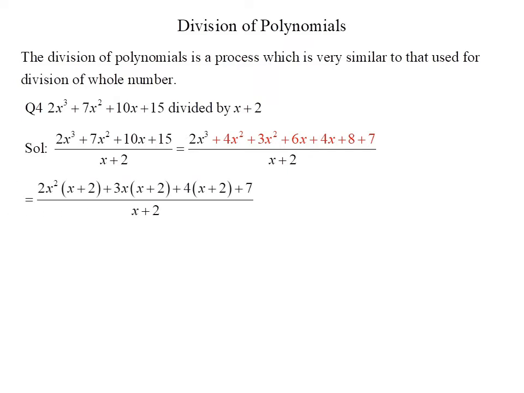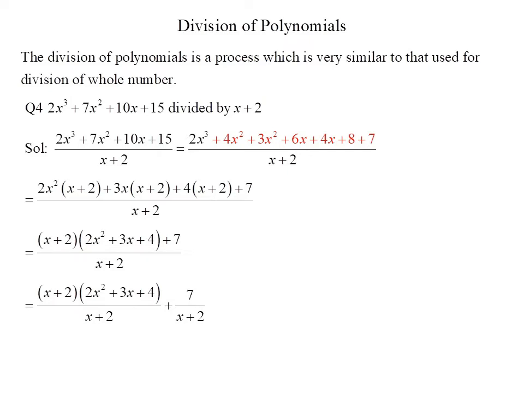Then we partially factorize the numerator to make the term x plus 2 a common factor of all the terms except the constant 7. After taking out the common term of x plus 2, the numerator becomes x plus 2 in parentheses multiplied by the quadratic trinomial 2x squared plus 3x plus 4, in parentheses, plus 7.